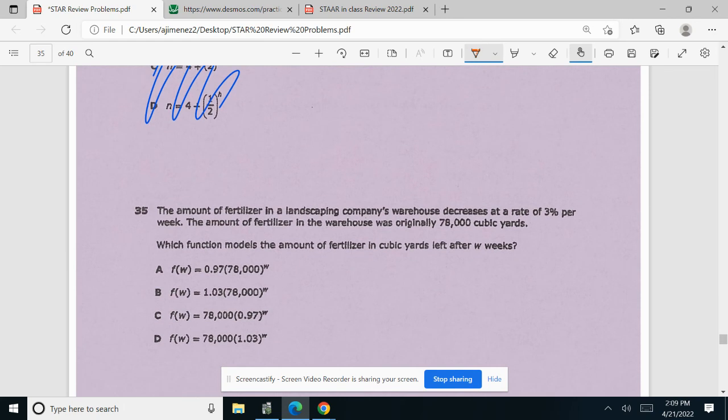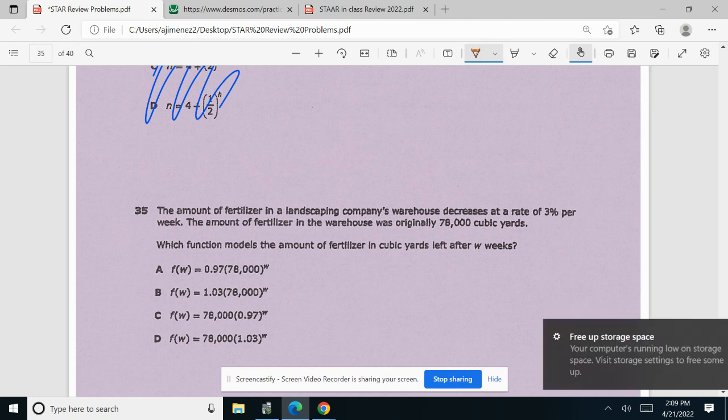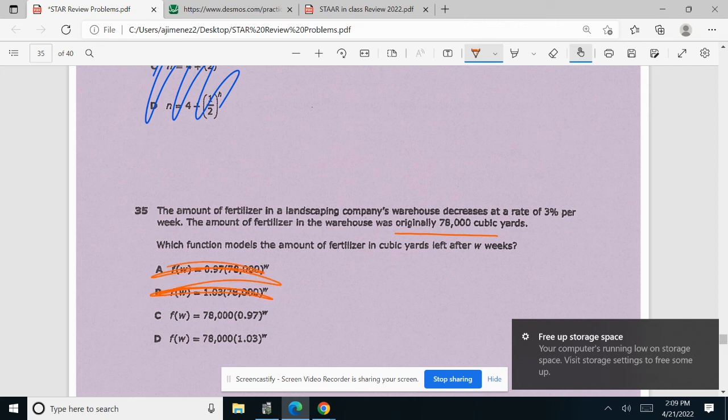All right. So you're going to do the same thing. You're going to look for the y-intercept. What is the initial amount? And then you're going to look to see what the number inside is. Originally it's the same thing as y-intercept. That's 78,000. That means it needs to go in the front. So I cross out the ones that don't have that.